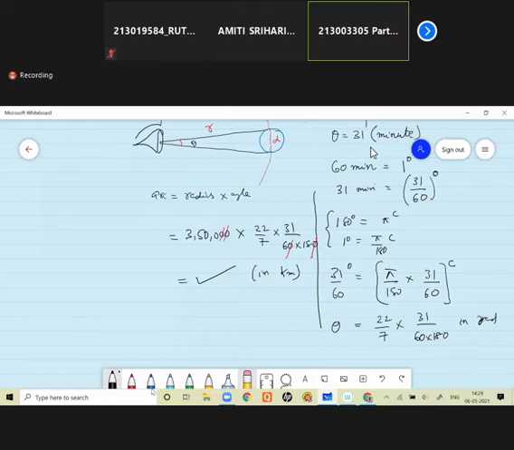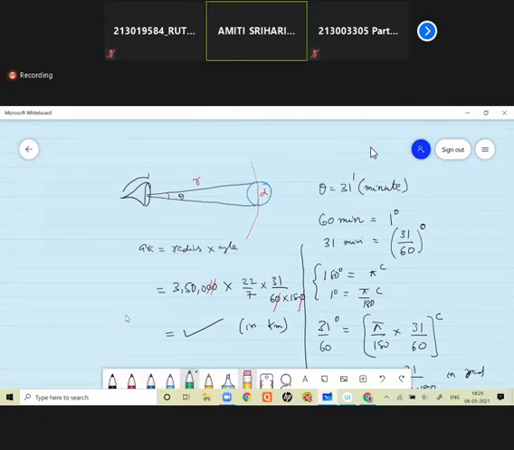Sir, can you explain it once more? Sir, arc means length of arc, sir. Yes, arc means length of arc. Length of arc is approximately the diameter, being a long distance. This is the arc. It is nothing but the diameter of the moon. Okay, children?